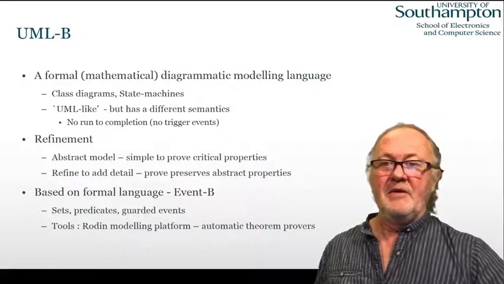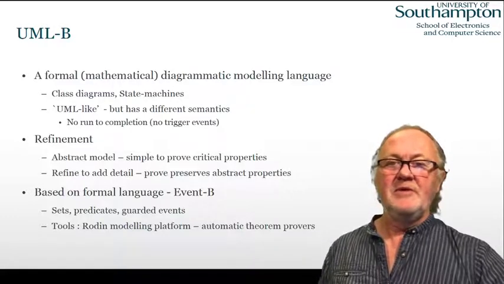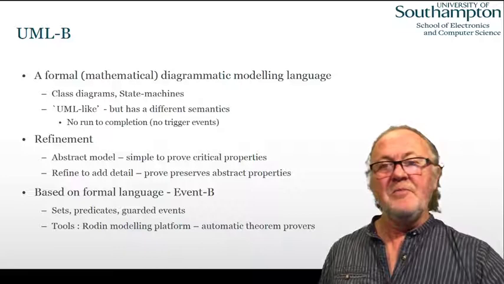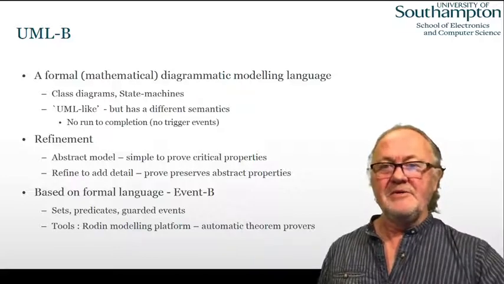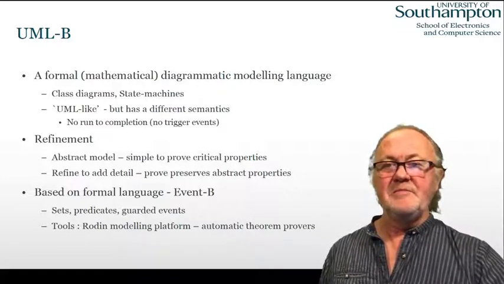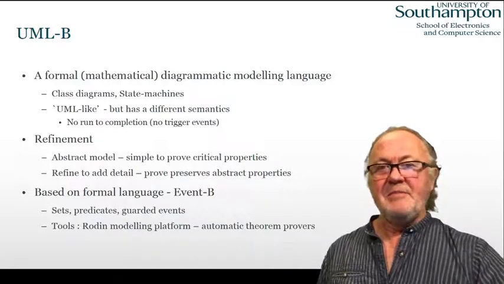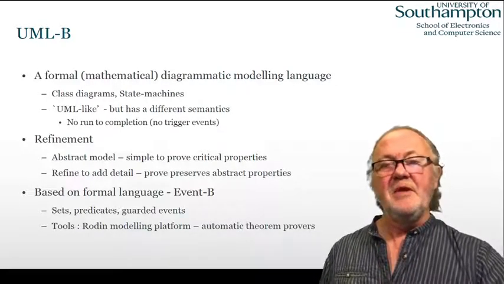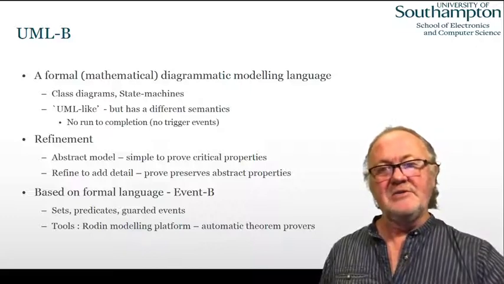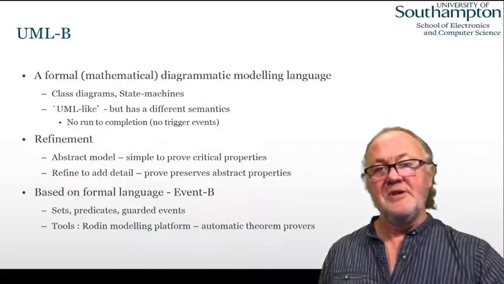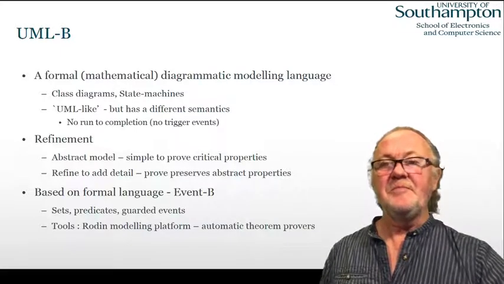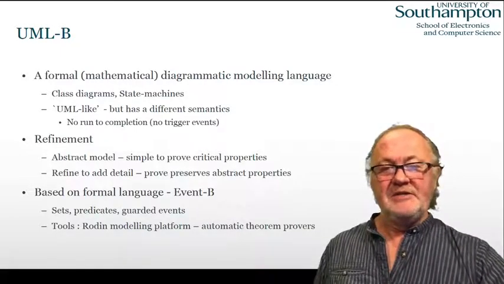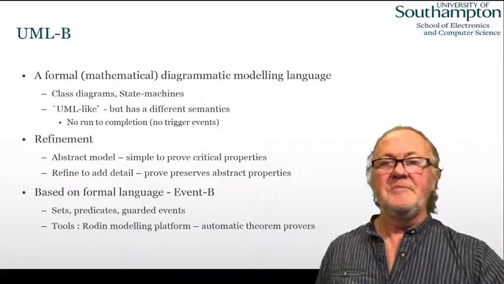true. UML-B includes a notion of refinement so that the initial abstract models are nice and simple, allowing us to focus on the critical properties of the system. Then the diagrams can be refined to introduce more details about the system, and the refined diagrams are checked to ensure that they still preserve the abstract properties. And diagrams automatically generate Event-B for the verification.